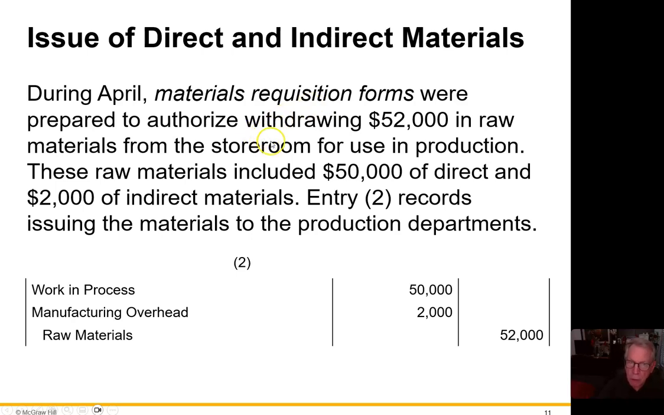Now, during April, material requisition forms were prepared to withdraw $52,000 in raw materials from the storeroom. That's the raw materials storeroom for use in production. These raw materials included $50,000 of direct and $2,000 of indirect materials. So our journal entry is going to be, we're going to debit work in process inventory for $50,000. Those are the materials going directly to the jobs. And we're going to put indirect materials into manufacturing overhead of $2,000. And we pull it out of raw materials inventory with a credit.